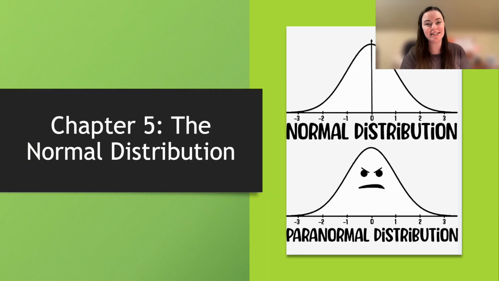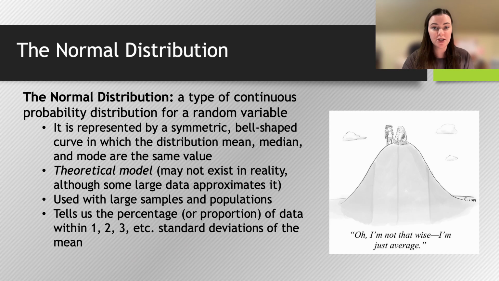Hi everyone. In today's video, we will be covering our Chapter 5 material, which revolves around the idea of the normal distribution. To jumpstart into our conversation about the normal distribution, we first have to define what it actually is. And in this case, it is a type of continuous probability distribution for a random variable.